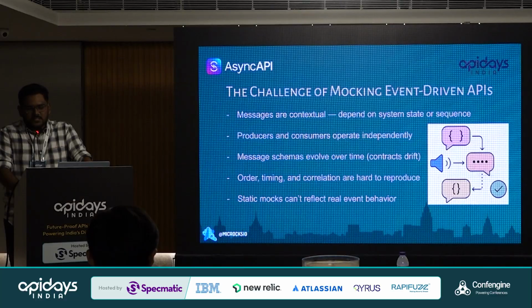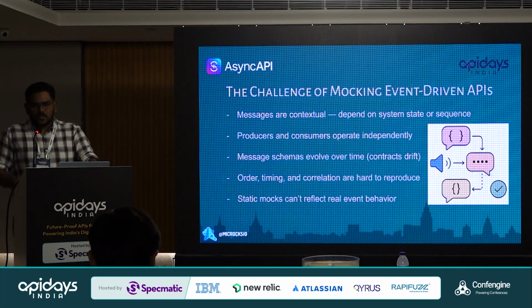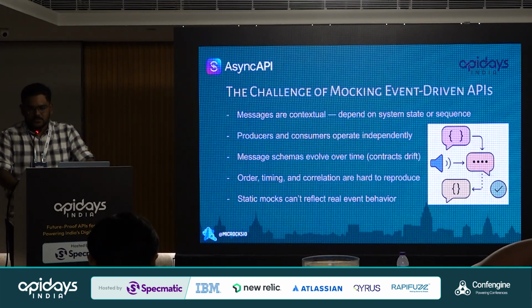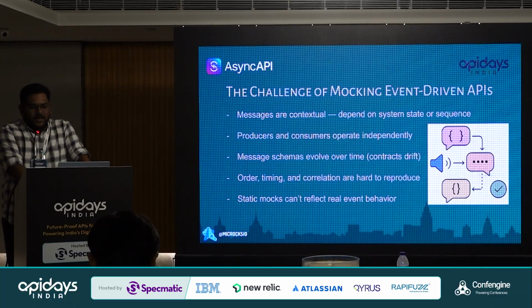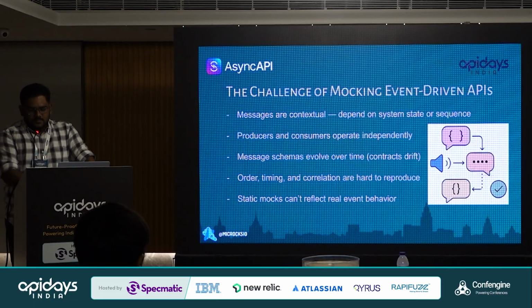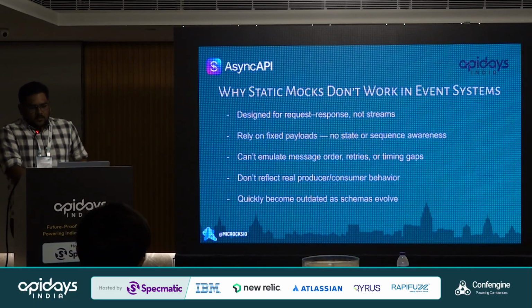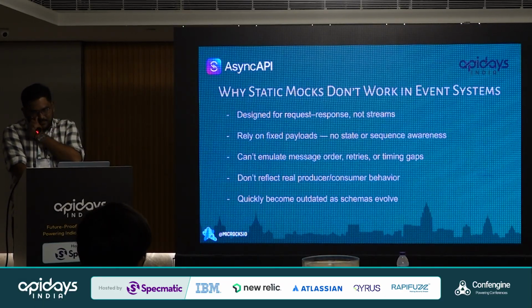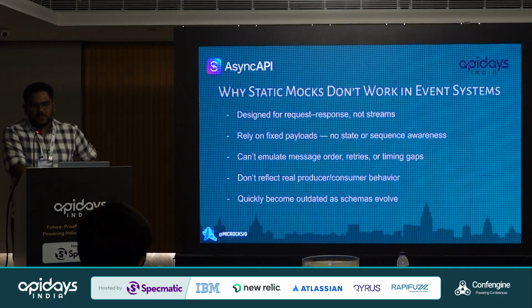Apart from that, message schemas evolve over time, so there is contract drift. That is one of the major challenges for mocking event-driven APIs. That's why static mocks cannot simulate your real-time event-driven APIs. We cannot design it as a request and response. It's basically a stream and depends on the particular event.